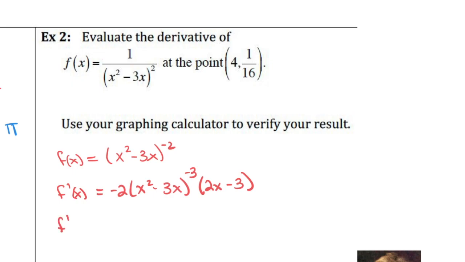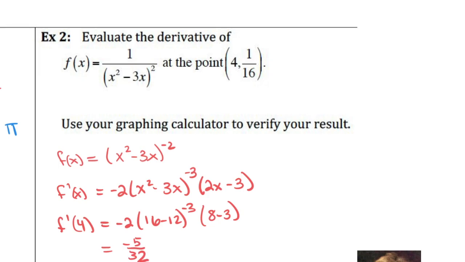We're now looking for f prime at 4. Complete your substitution, you end up with negative 2 times (16 minus 12) to the negative 3 power, and then we have 8 minus 3, which of course is 5. Simplify just a little bit more, and you end up with your negative 5 over 32.